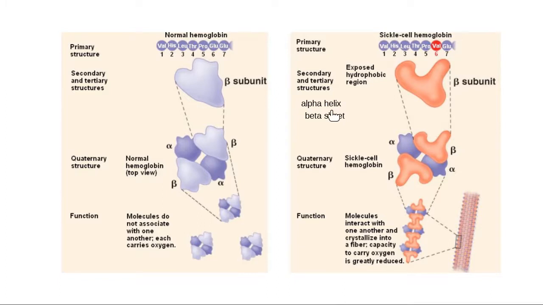But check this out. When you have sickle cell anemia, and we've traded out our amino acid for something that is non-polar, when I try to fold my beta subunit chain into the right shape, I can't do it. I end up making a space that's exposed, that's open to the environment, that is hydrophobic.